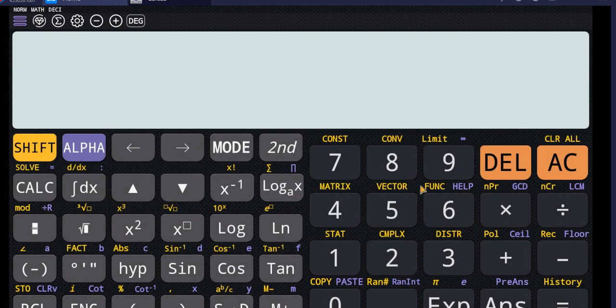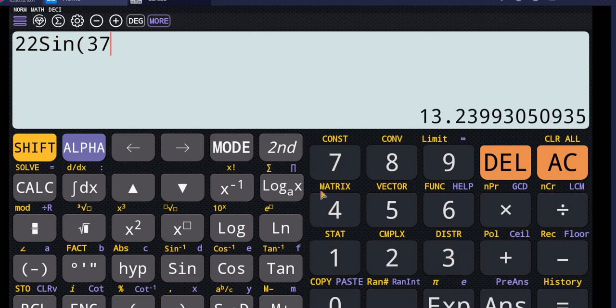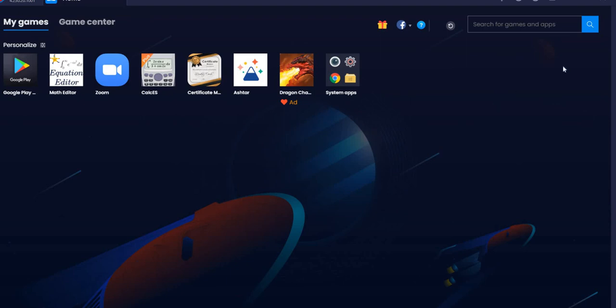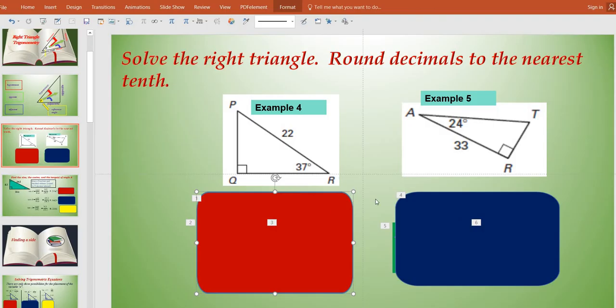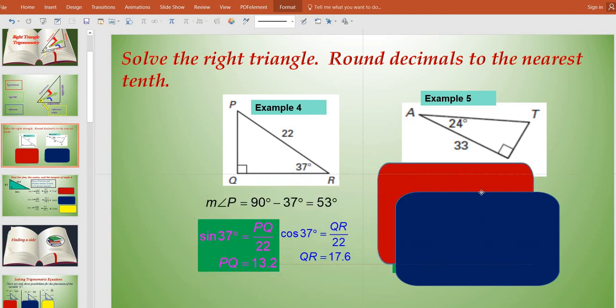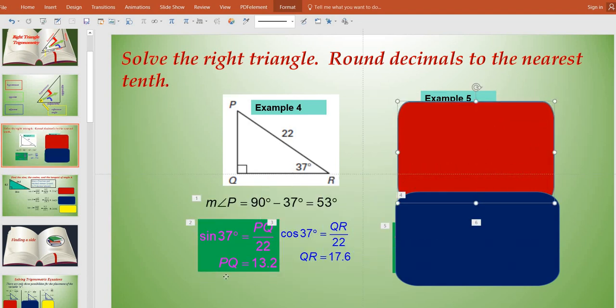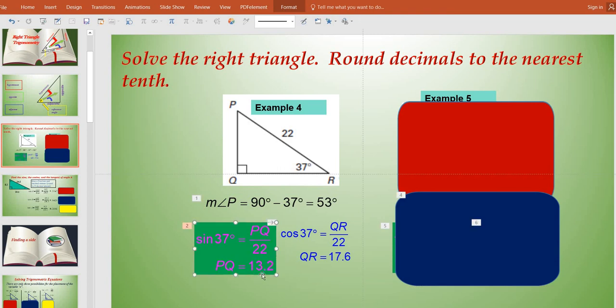To use the calculator: BQ equals 22 sin 37. The answer is 13.2. BQ equals 13.2.